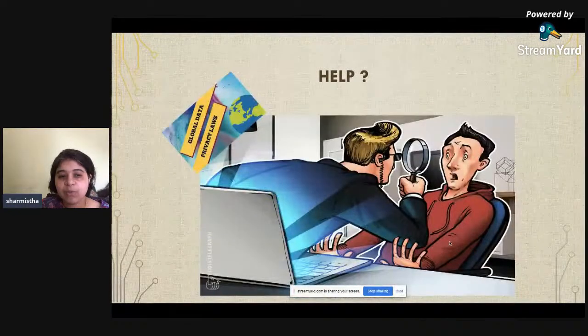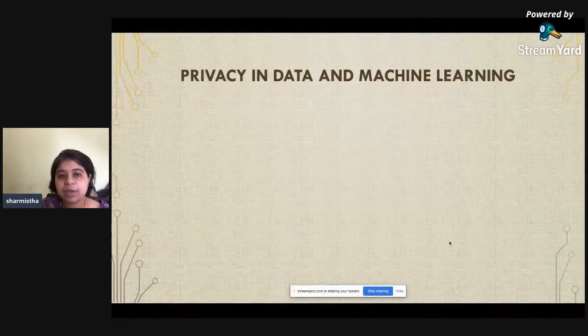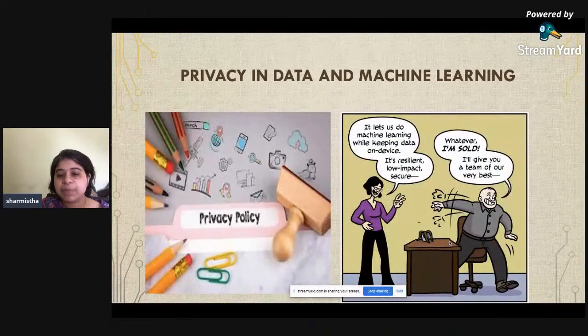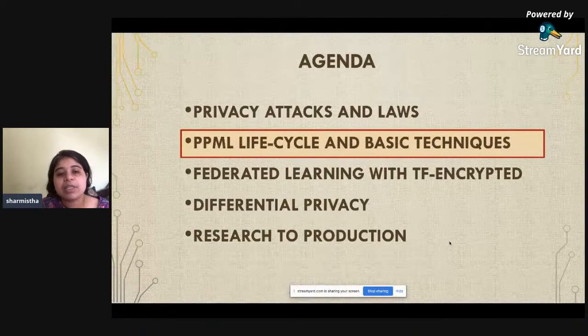So what are we going to do about global data and privacy laws? Let's look at how we are going to handle this in machine learning. Let's build a resilient, low-impact, secured system rather than paying a lot of fines to the government of whichever country's laws we are violating. Now let's look at the life cycle.